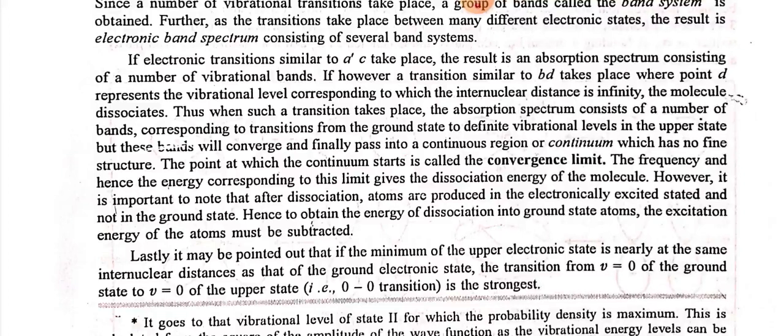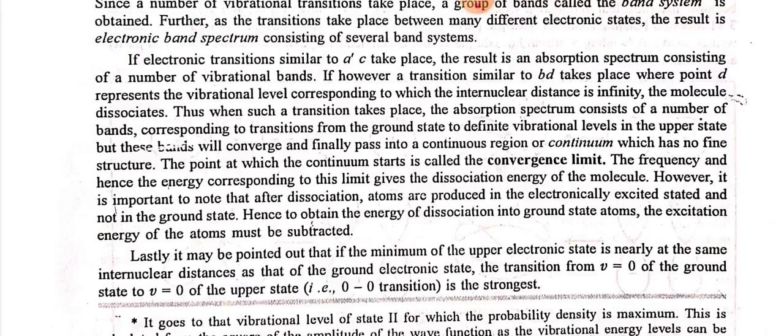If an electronic transition similar to A-C takes place, it results in an absorption spectrum consisting of a number of vibrational bands. If, however, a transition similar to B-D takes place, where point D represents the vibrational level corresponding to the internuclear distance at infinity, the molecule dissociates. Thus, when such a transition takes place, the absorption spectrum consists of a number of bands corresponding to transitions from the ground state to definite vibrational levels in the upper state.